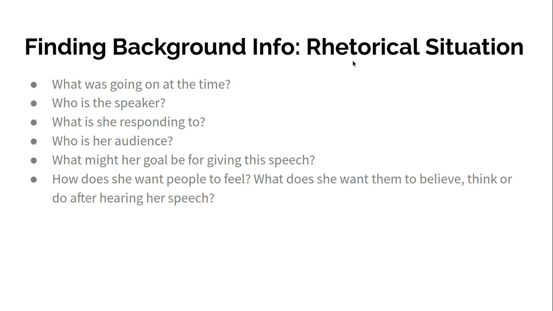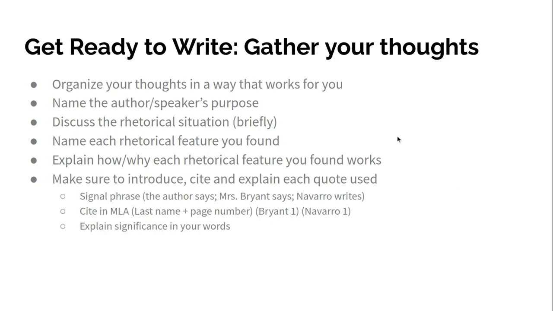So finding background information, remember that this is the rhetorical situation. Some questions that we want to make sure we know the answers to or find the answers to while we're working with a text are all of these here. So we want to find out what was going on at the time that this speech was given. We need to know who the speaker is and what she's responding to. We should also know something about who her audience is and what her goal or goals might be for giving this speech. And then we should look at what we think about how she wants people to feel. What does she want us to believe, think, or do after hearing this speech?